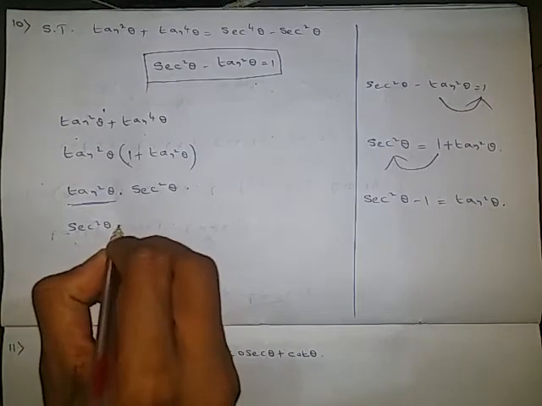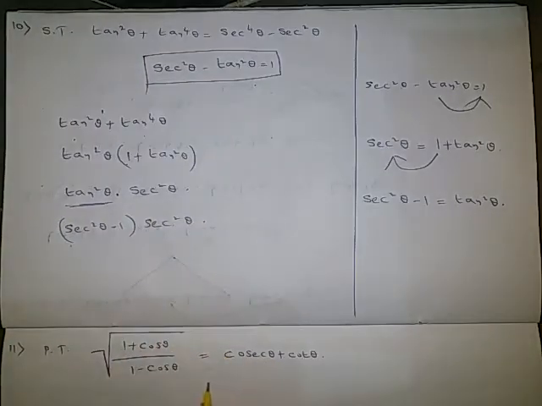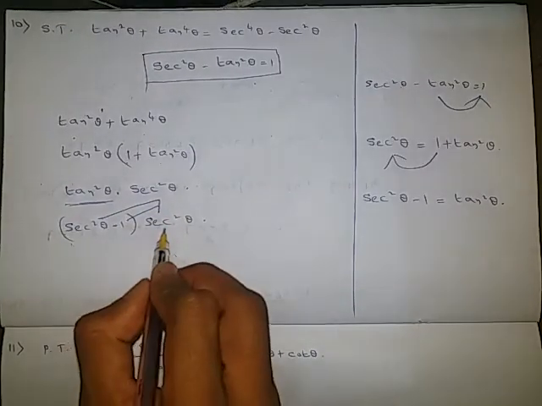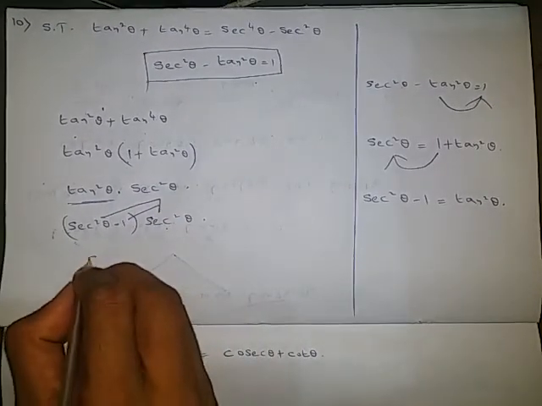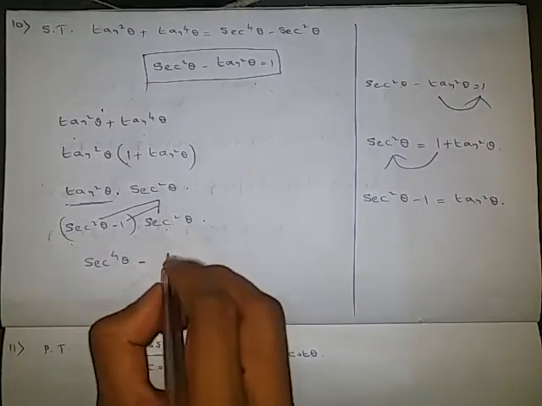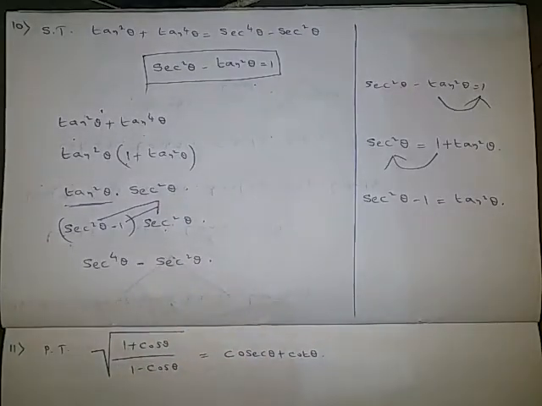Sec square theta minus 1 into sec square theta. Outer number into first number, outer number into second number. Sec square theta into sec square theta, sec power 4 theta, minus sec square theta into 1, sec square theta. So hence proved.